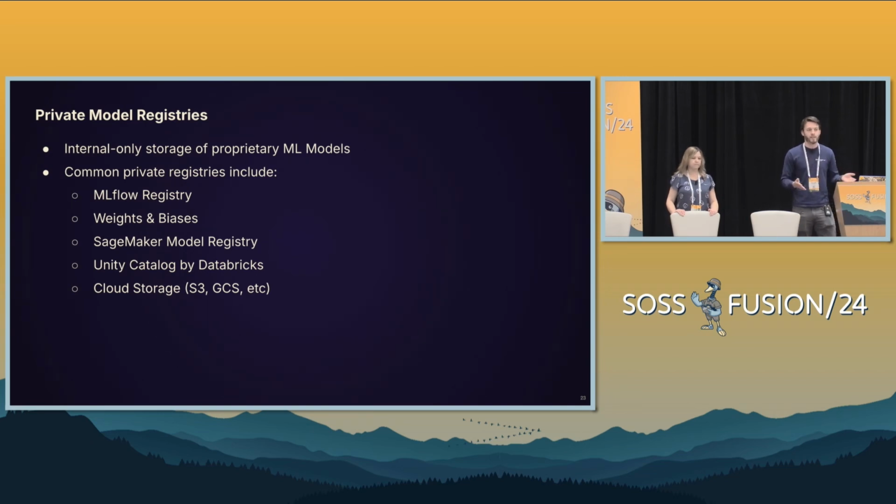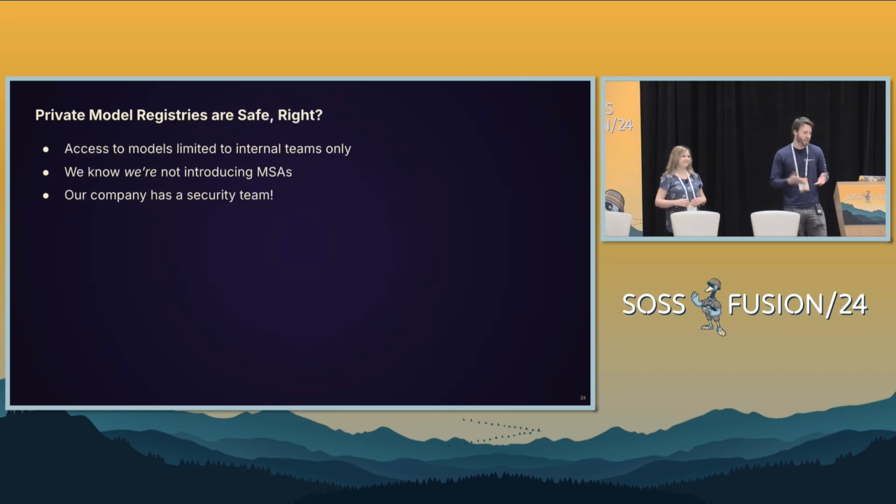There are a ton of proprietary offerings like Weights & Biases, and offerings from the major cloud providers. And you can also always just forego all these nice registry features and dump your models in S3. But we never see anybody do that ever. So these private model registries are safe, right?